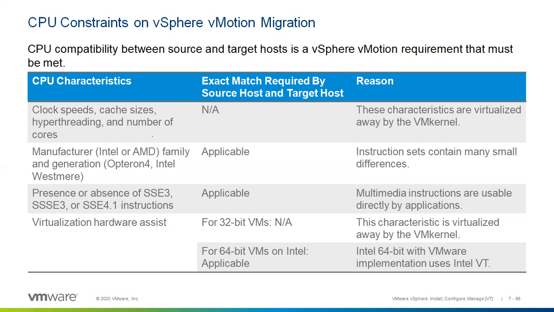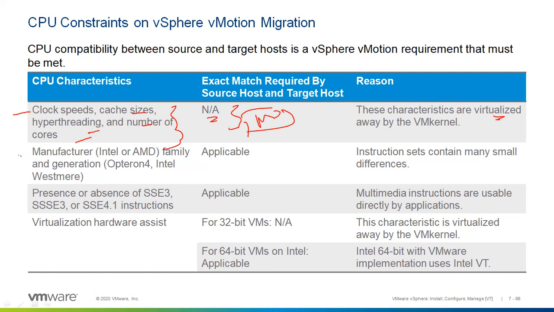So for example, CPU clock speed, cache size, hyper-threading, number of cores. Is there any dependency? The answer is no. If between two CPU families there is a clock speed mismatch, for example one host CPU has 2.3 gigahertz and another host has 3 gigahertz, will it stop migration? No. Cache size? No. Hyper-threading? No. Number of cores? No. So there is no dependency on these factors. The reason is that the VM is not talking directly to the underlying devices, because on my VM all the resources are virtualized.